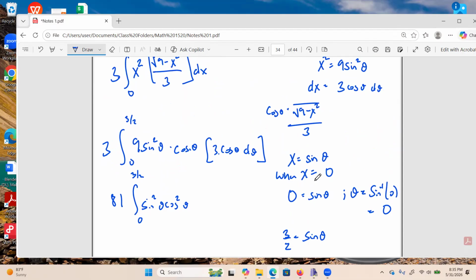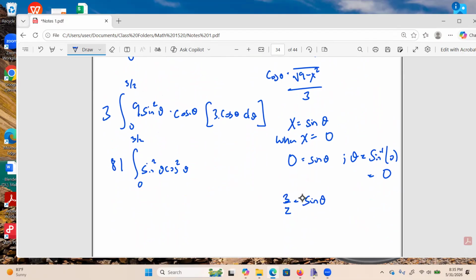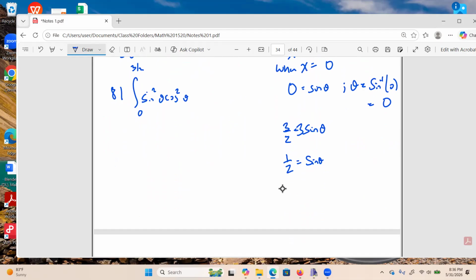Do I want to do it that way? No, we have x is equal to 3 sine theta. So we have 3 sine theta here. Divide both sides by 3. So we have 1/2 is equal to sine theta. Going back and remembering your unit circle. Of course you do, like it was yesterday. Who would ever forget that thing? We have sine inverse of 1/2, which of course is equal to pi over 6. So instead of these limits of integration, we're going to have 81 times the integral from 0 to pi over 6 of sine squared theta cosine squared theta.